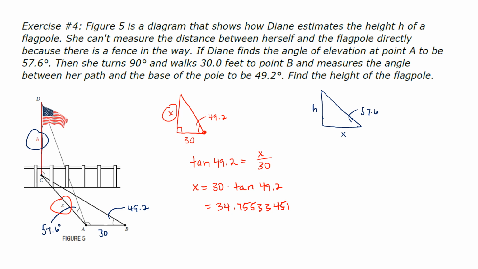So now that we know what X equals, we can find H. From the point of view of our angle 57.6, we're trying to find H, which is opposite our angle, and we know the adjacent. We know X, because X is 34.755333451. So we're going to take the tangent of 57.6 equals H over X. So H will equal X times the tan of 57.6.